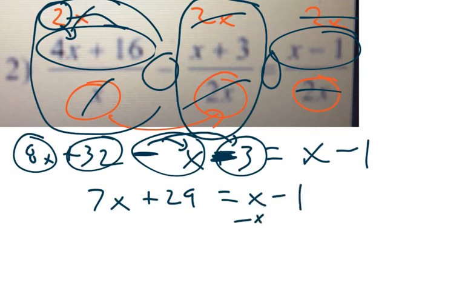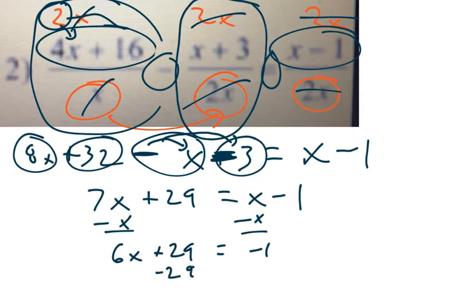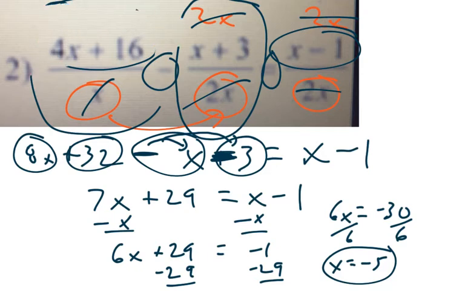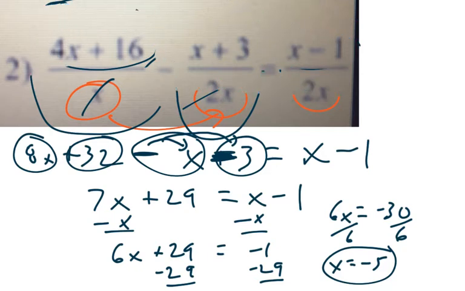Let's go ahead and minus x both sides. 6x plus 29 equals negative 1. Let's minus 29 both sides. 6x will equal negative 30. Divide both sides by 6. X is negative 5. Rewind or pause the video if you want to see all that work I just erased.